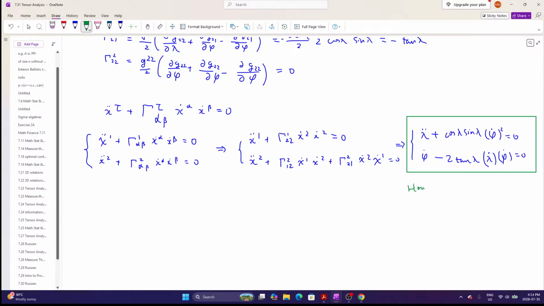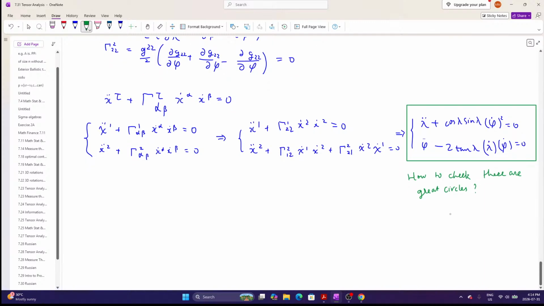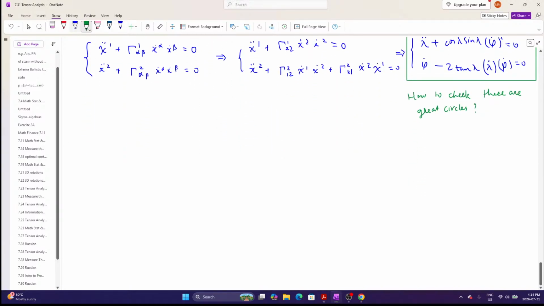How to check that a great circle satisfies this, or even better, solve for the equation of the great circle from this differential equation. But this is highly nonlinear. Not easy at all. So at this point, I think we're ready to move on with the next new material: the law of transformation of the Christoffel symbol. We will finish deriving that and call it a day.